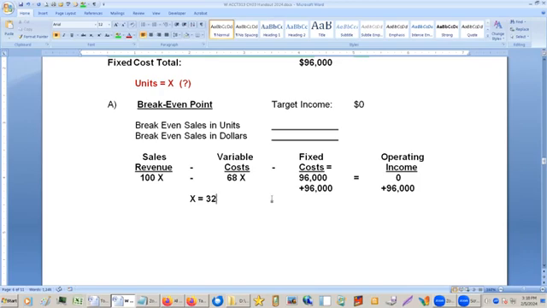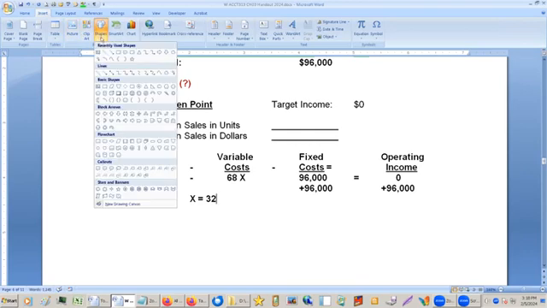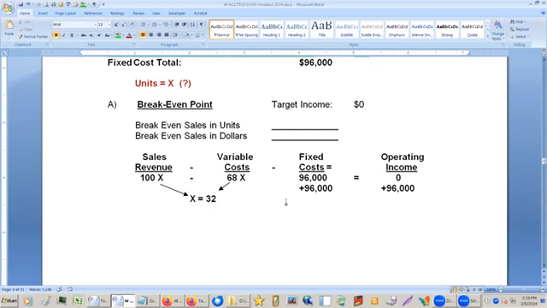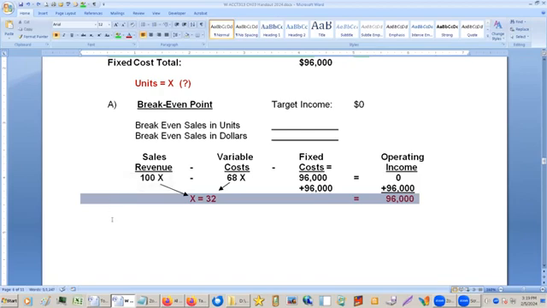$32. Okay, so this is our equation we have to solve for next. It'd be 3,000.